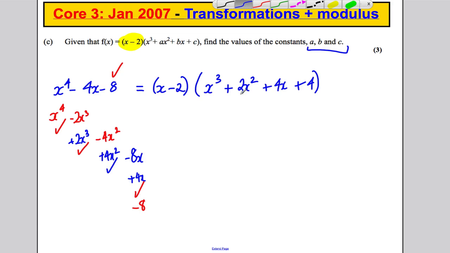Therefore, what is a? a must be 2. What is b? b must be 4. What is c? c must be 4.